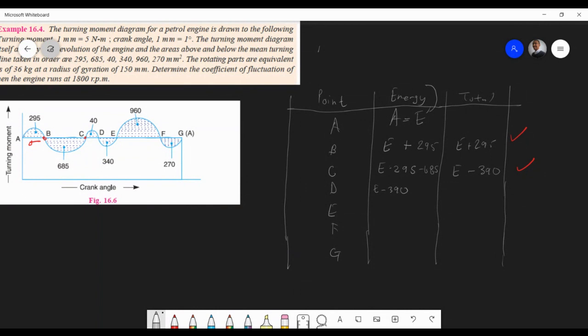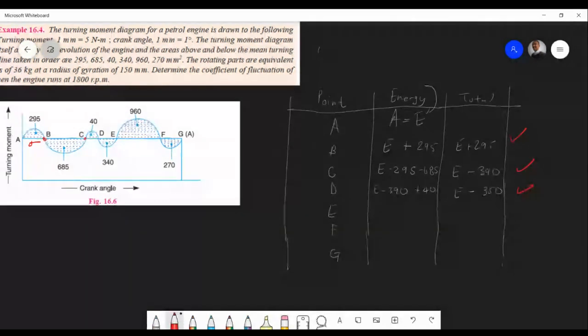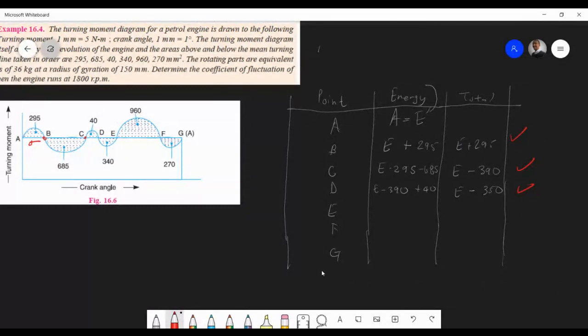And then, where are we now? We had D. So what do we do now? Plus 40. Plus 40, exactly. Obviously, that's easy. We end up with the energy minus 350. Another mark for you in the bag. We do it at E as well. In this case, it's going to be E minus 390. We're adding 340 again there. Am I correct? Is it minus 340? So that's minus 340. So we're at point E.